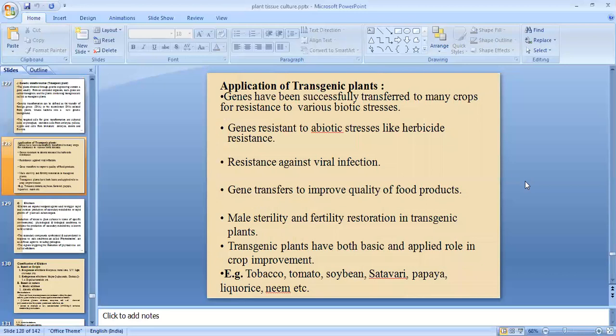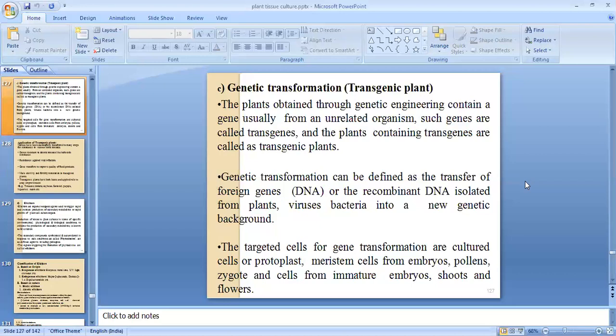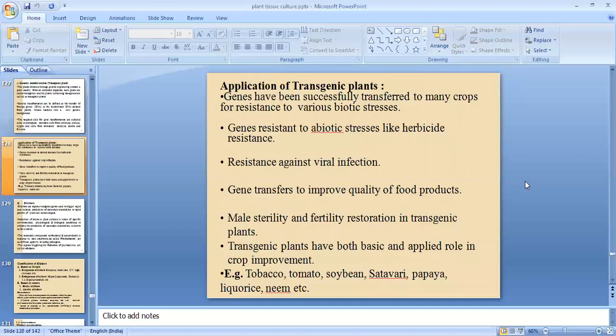What are the applications of transgenic plants? When you transfer the foreign gene to the various targeted cells, you will get plants with different characters. So what are those different characters, or applications of transgenic plants? Whatever gene you want to incorporate can be done. That is the first application.